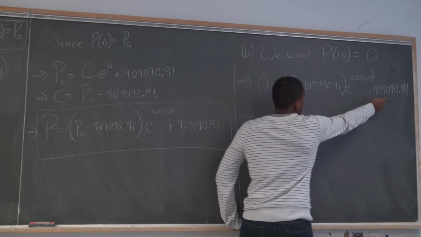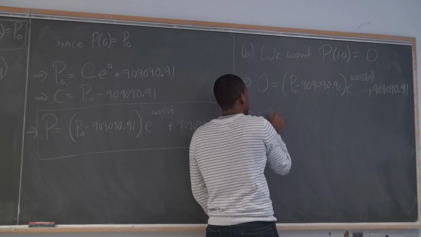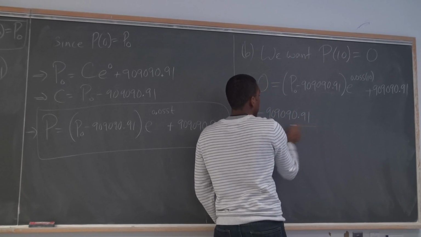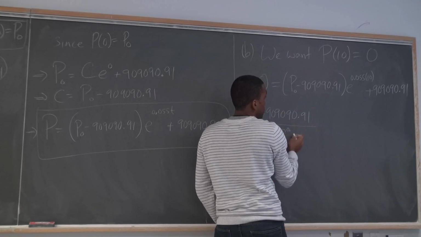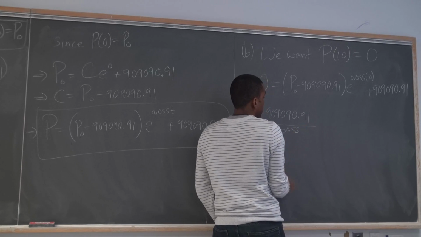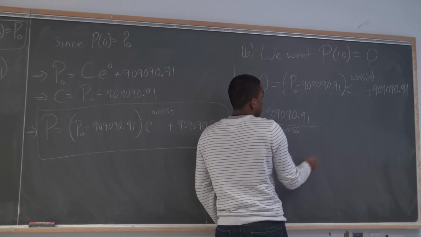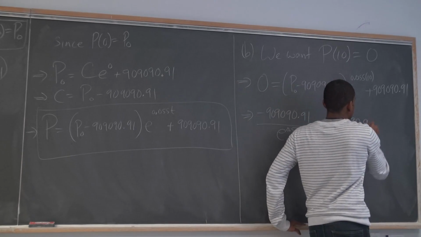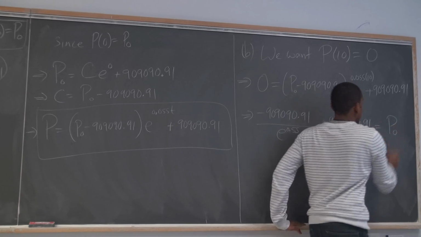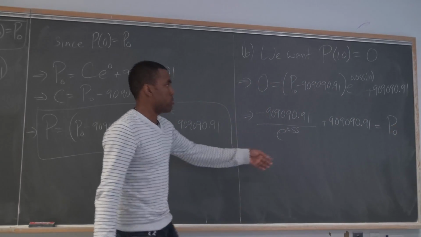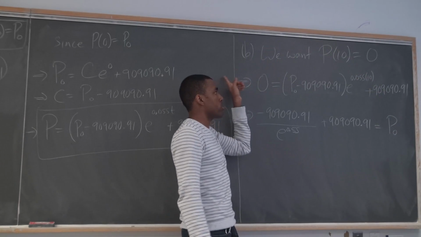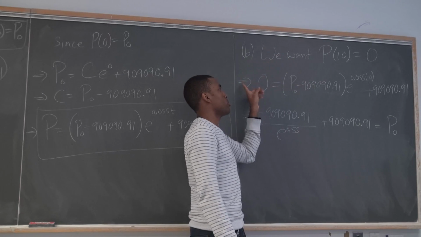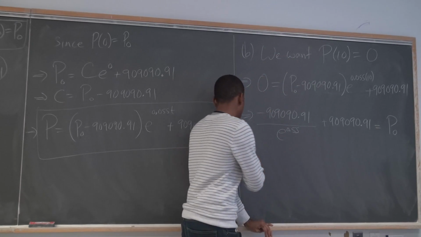Means this, I'm going to bring this over, that gives me minus 90, 90 minus 0.91. You divide that by e to the 0.55, and then I'm going to add this. Right, I just solved this. I subtracted this, moved it over, then divided by this, moved that over, then I added this to move it over, and that's what I'm going to end up with.